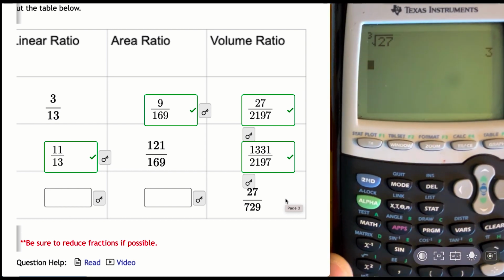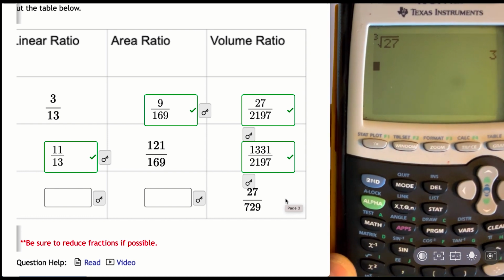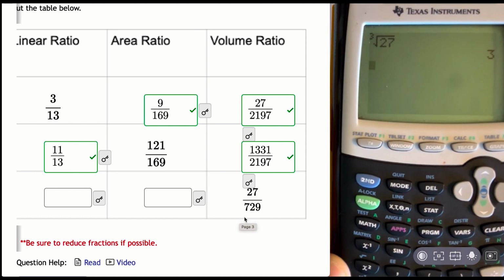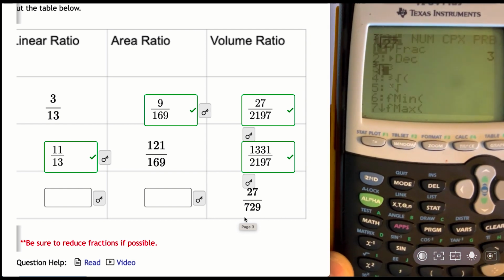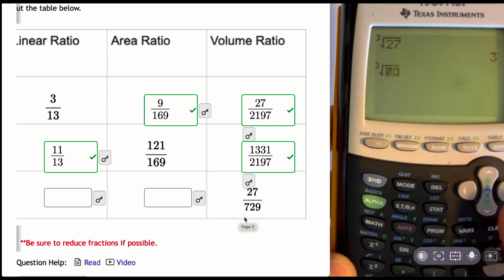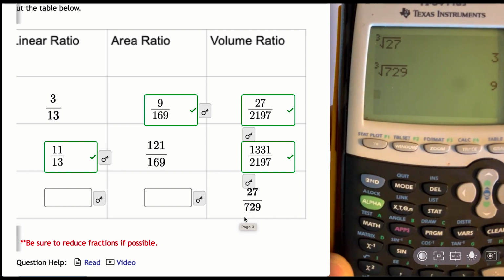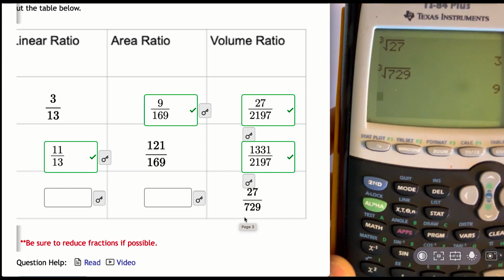27, putting in the blank here, and the cube root of 27 is 3. I'll do the other number as well, which is the 729. We'll do the same thing again. We'll press 3, press math, and then option 5, and then put in the 729. That means then our ratio turns into 3 over 9.